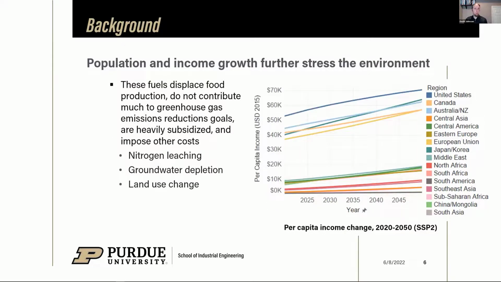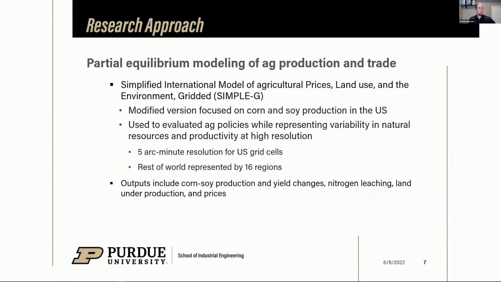On the income side, influencing the kind of demand for different types of calories, we see changes in per capita income largely also increasing over time from the same period of 2020 to 2050. And we're using, of course, the corn soy version of the Simple G model, which the other presenters have talked about in a lot more detail.